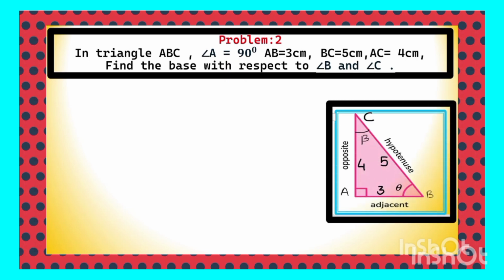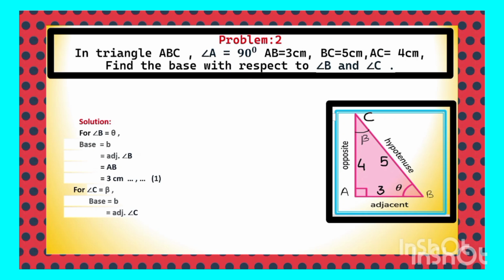For the acute angle B, look here, the base is the side adjacent to the acute angle B, which is AB, which is 3 cm. Similarly, for the other acute angle C, which is called beta, the base is the adjacent side, which is AC, whose value is 4 cm. This is how you have to recognize the base of the right angle triangle with respect to the acute angle, which is known as the reference angle.